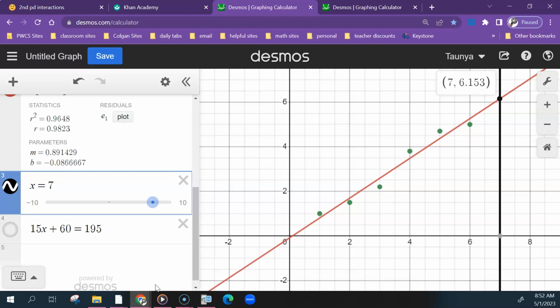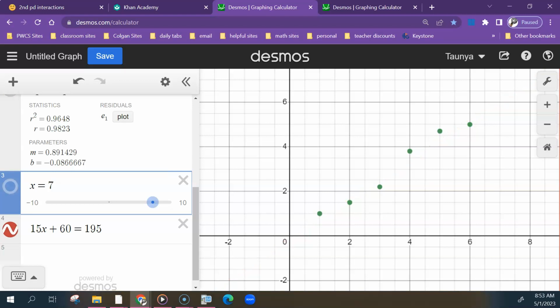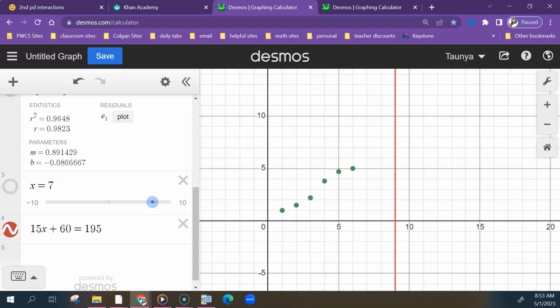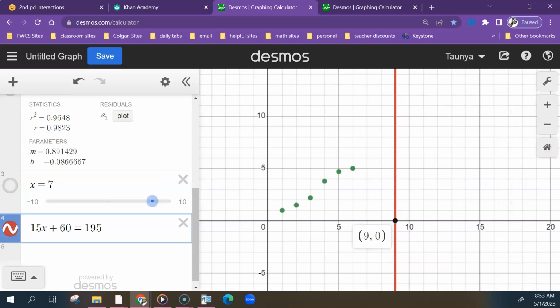Three, if they charge $15 per hour, so the per tells you it's going to be multiplied to something, plus a one-time fee to use the dumpster of $60, you're adding 60 to it. You're looking for how many hours of service were required if the final bill was 195, so that's what it equals. So you could set up this equation, 15x plus 60 equals 195. Put that in Desmos and get an x value of 9. So 9 hours should have been your answer for that one.